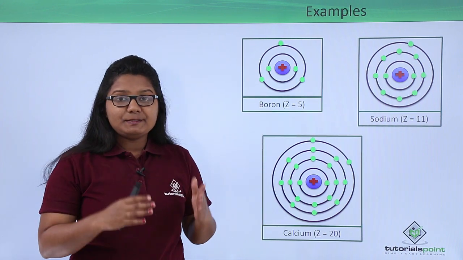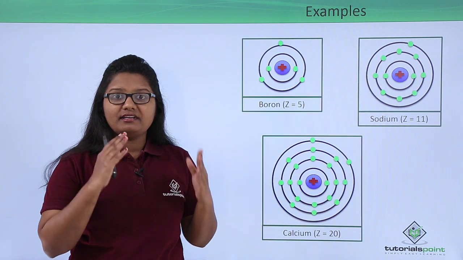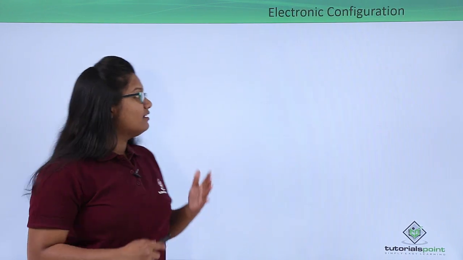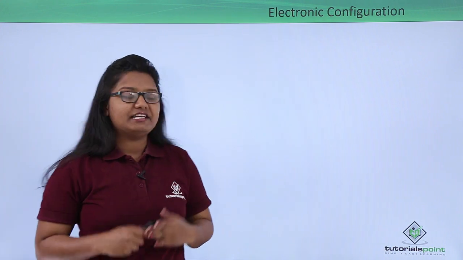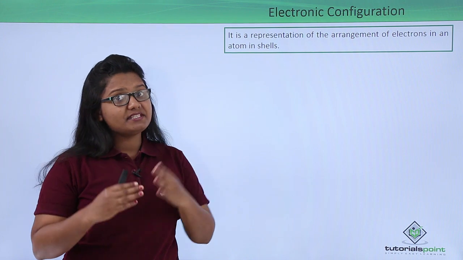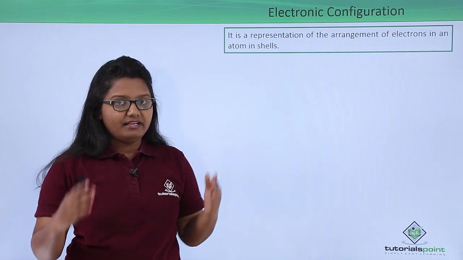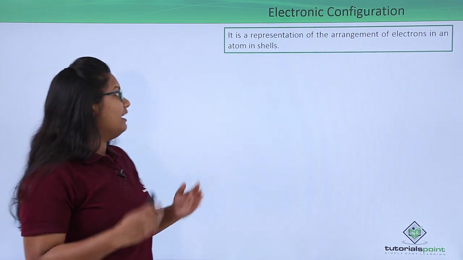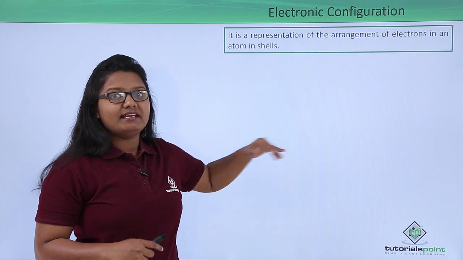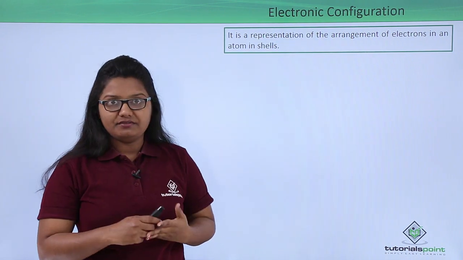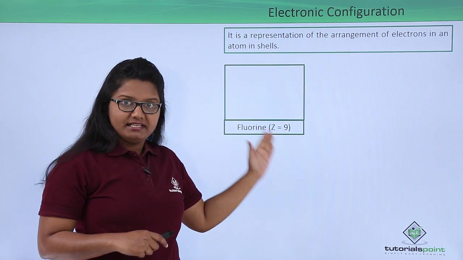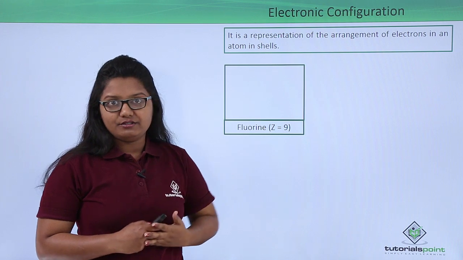But there is a specific representation of electrons inside an atom which we call the electronic configuration of the atom. So the electronic configuration is basically a representation of the arrangement of electrons inside an atom of an element. Now let us take a few examples and understand what this electronic configuration is. Now for an atom of fluorine whose atomic number is 9, it has 9 electrons.